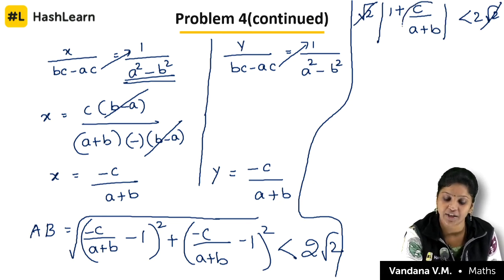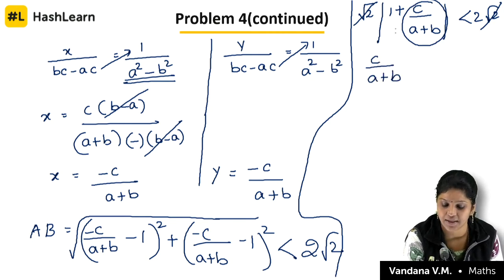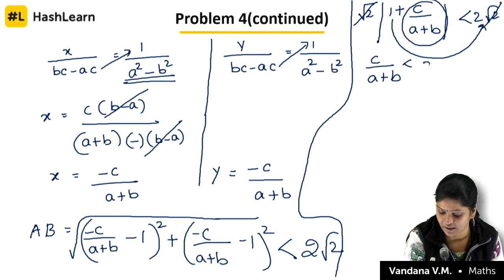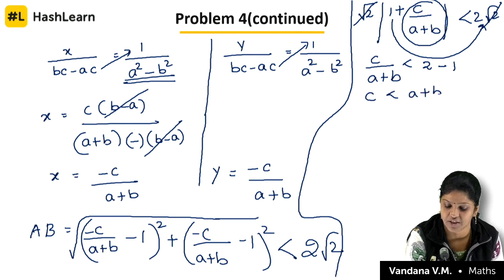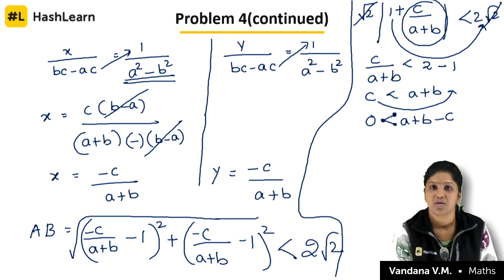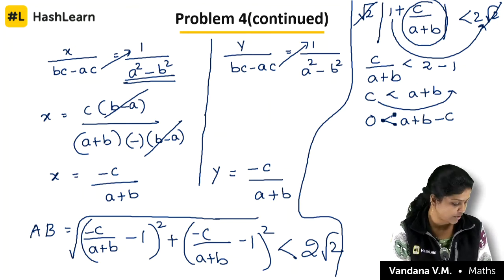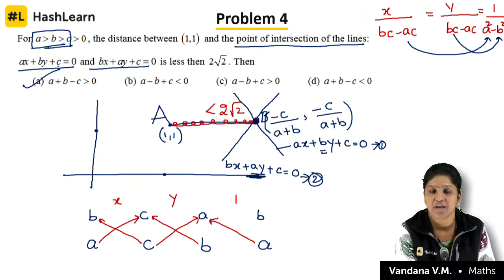I want the condition in terms of a, b, c. So I'll keep that term as it is and send the remaining term to this side, which is less than 2 minus 1, I'll get 1. So c is less than a plus b. You just send it to this side, you will get a plus b minus c. So this is having 2 dots, this is having 1 dot. That means a plus b minus c is greater than 0, isn't it? So which option is correct? Yes, option A is correct. A plus b minus c is greater than 0.